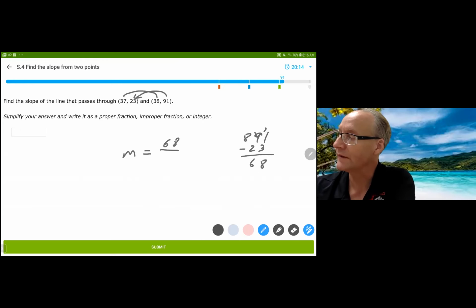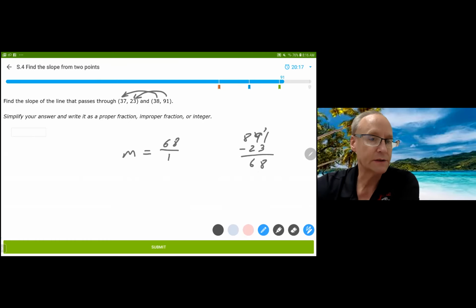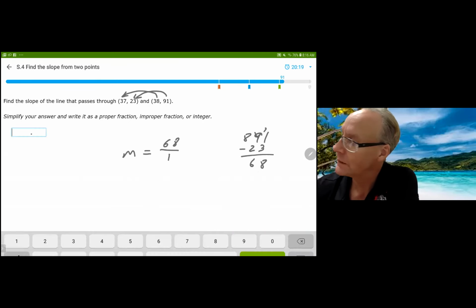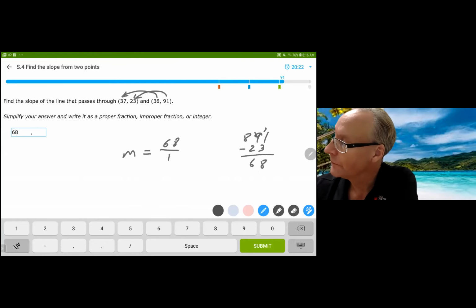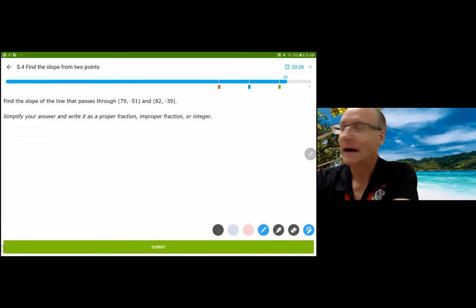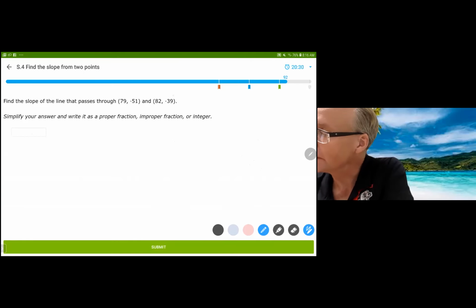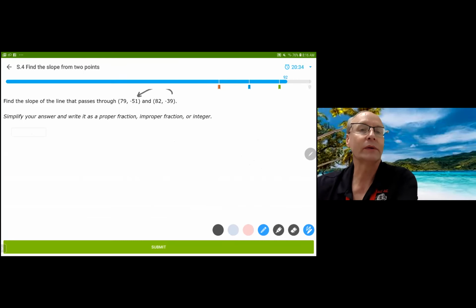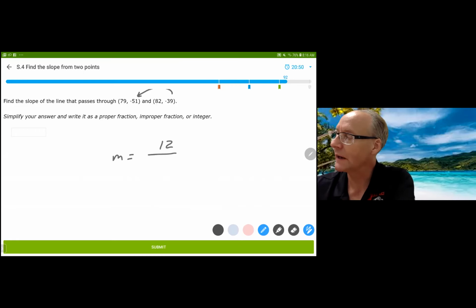Now 38 minus 37, hopefully you won't have any trouble with that. And you get a 68 for your slope. We're getting there. This time I'm going to go in this direction. And the reason I'm doing that is that I really want to think of this as not negative 39 plus 51, but rather 51 minus 39, which is 12. It's just so much easier if you learn to manipulate these in your head a little bit. And 82 minus 79 is 3. And that looks like 4.